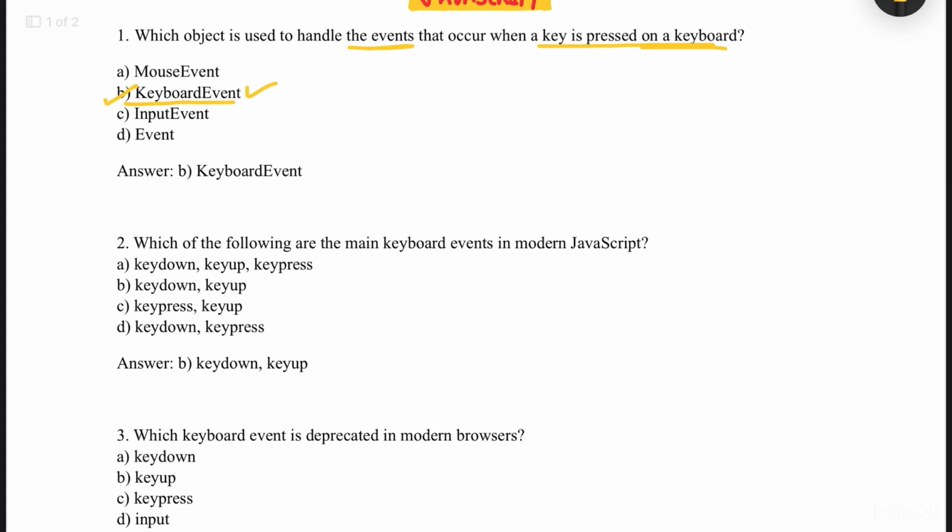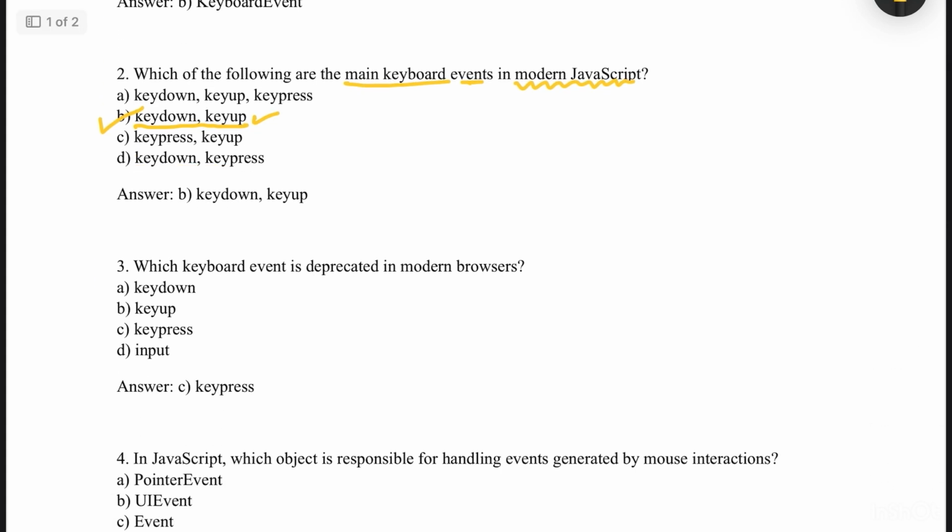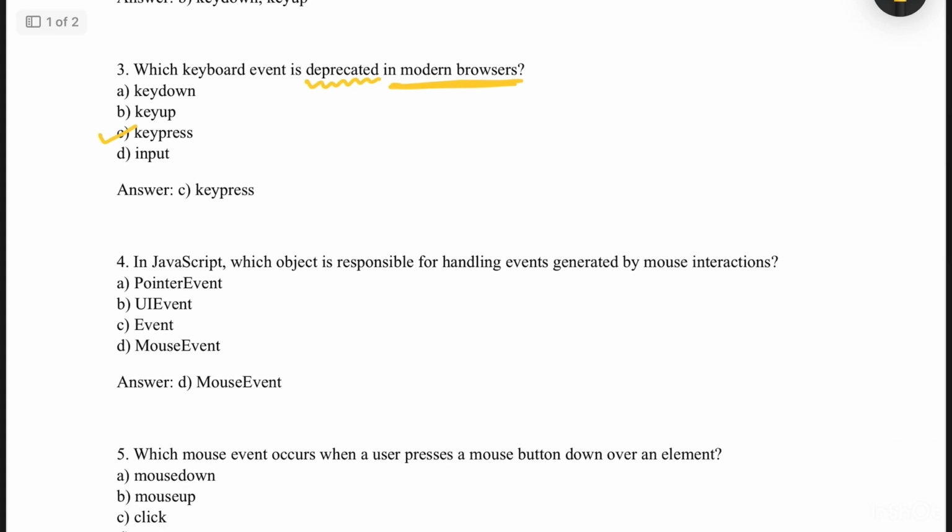Which of the following are the main keyboard events in modern JavaScript? keydown and keyup. Option B. keydown and keyup are the main keyboard events in modern JavaScript. Which keyboard event is deprecated in modern browsers? keypress. Okay, option C is the correct answer.